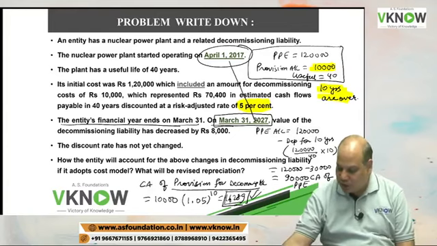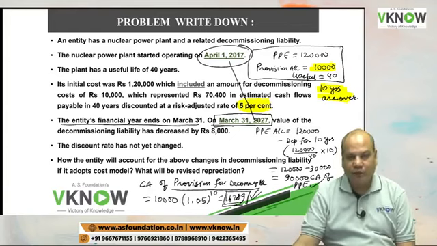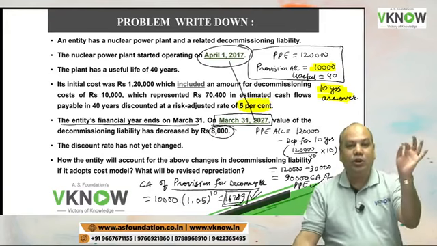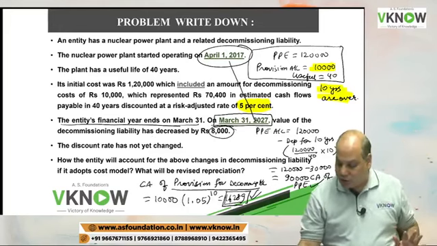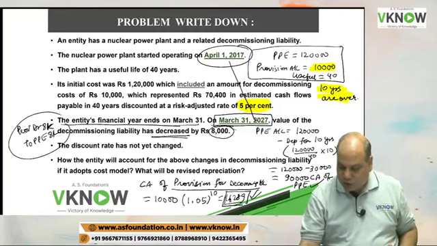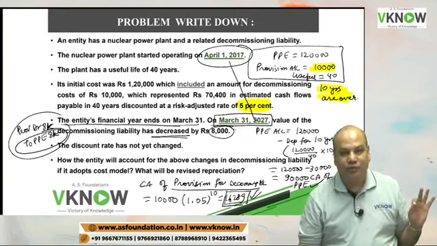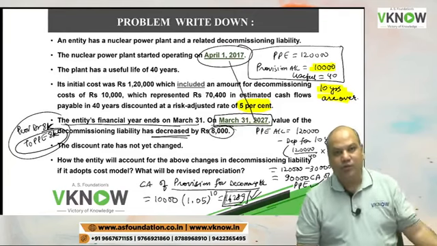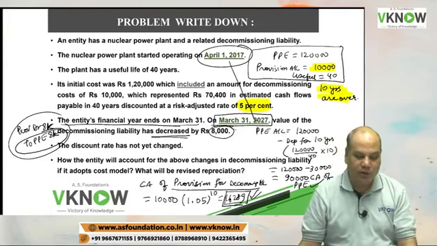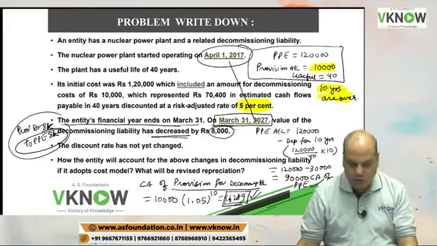So these are my balances in the books after 10 years. And then after 10 years, the decommissioning liability will reduce by 8,000. Since it has decreased, the entry will be provision account debit 8,000 to PPE account 8,000. And once you reduce the PPE account by 8,000, the revised amount will be depreciated over the remaining useful life. So let us see.